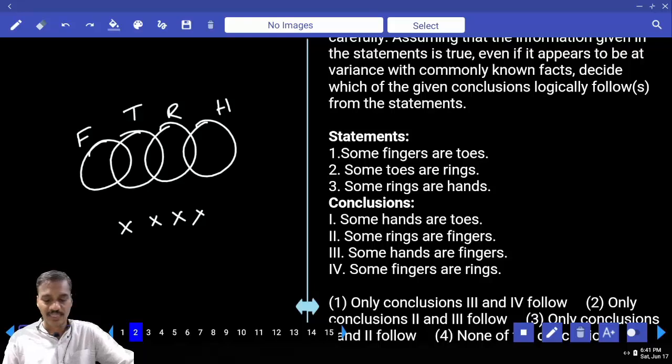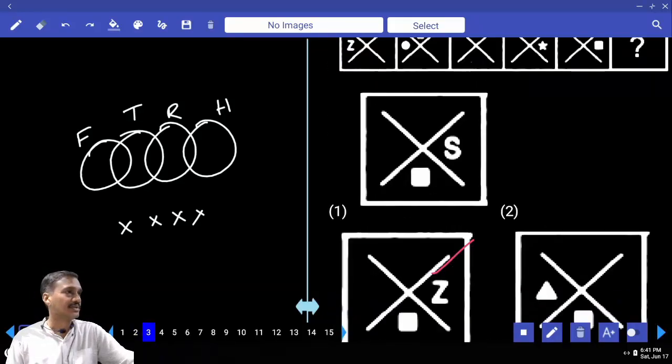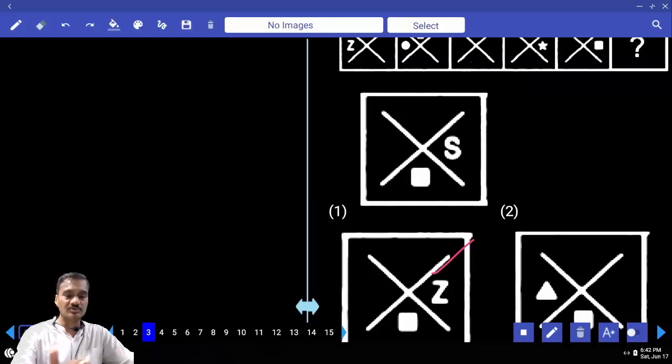Hence, what is your answer? None of the given conclusions are true. None. Choice 4, question number 2. Then coming to question number 3.